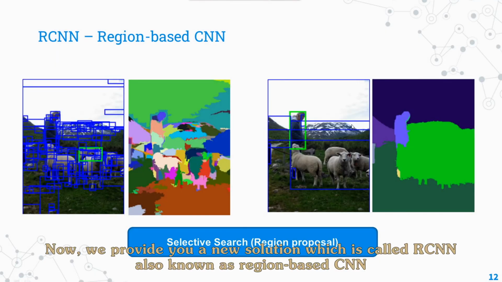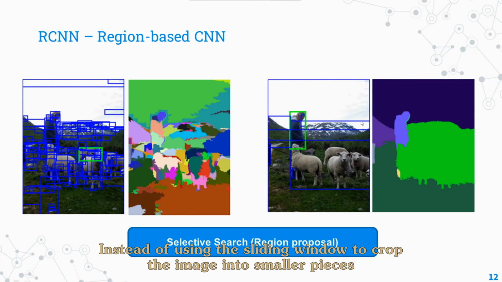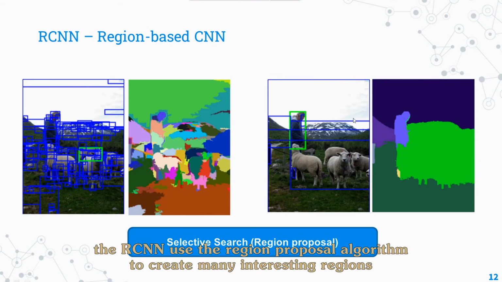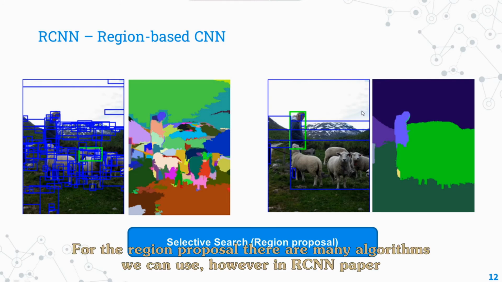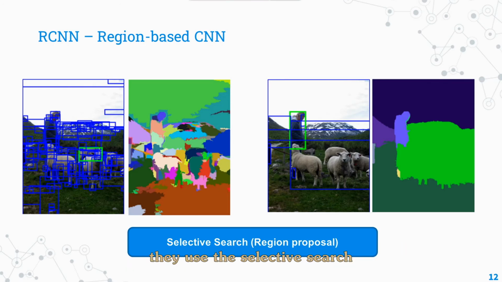Now we provide you a new solution, which is called R-CNN, also known as region-based CNN. Instead of using the sliding window to crop the image into smaller pieces, R-CNN uses a region proposal algorithm to create many interesting regions. For region proposals, there are many algorithms we can use. However, in the R-CNN paper, they use selective search.